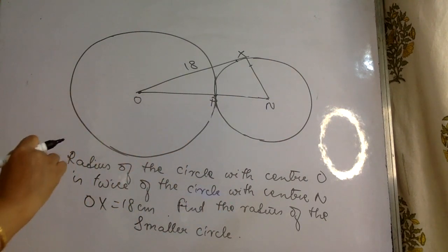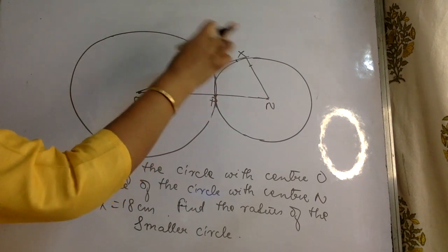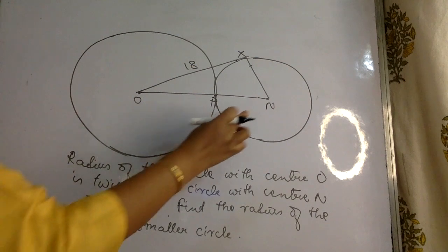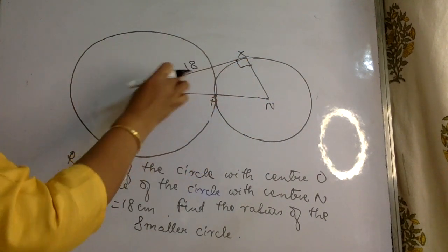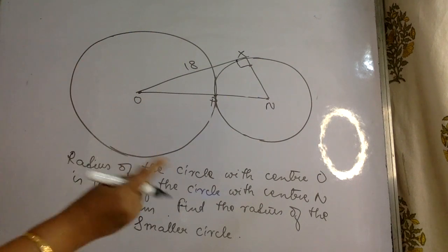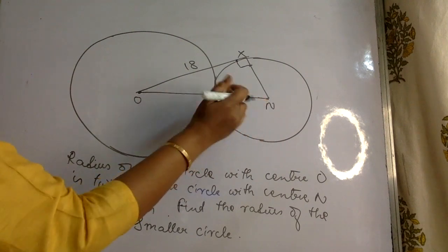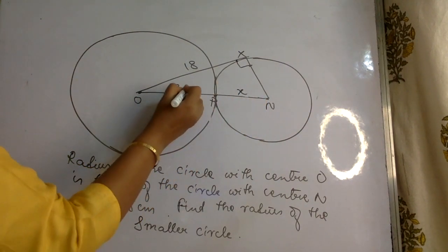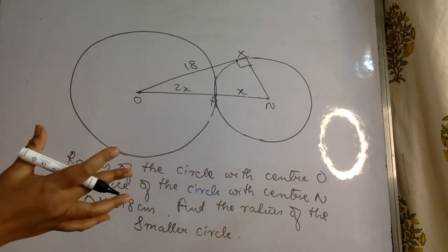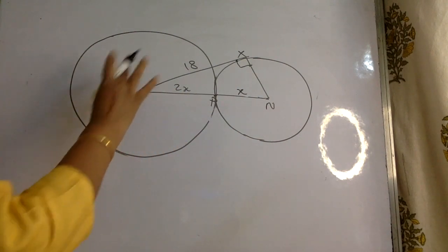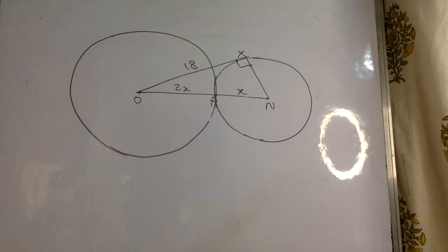In that case, what to do? If this line OX is a tangent to the smaller circle, and this is the center, the very first thing is we have to make this 90 degrees, because radius and tangent always form a 90 degree angle. Come to the second part of it. This is double of this. So if we take this as x, we'll take this as 2x. So this straight line ON becomes 3x now. Now we'll start solving the sum because we have to find this x value, the radius of the smaller circle.